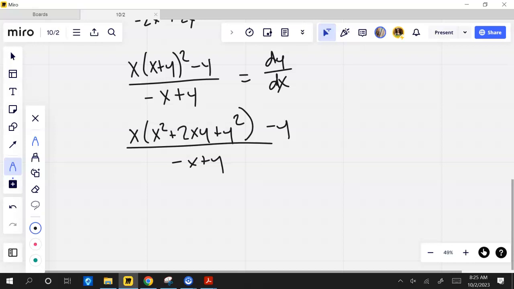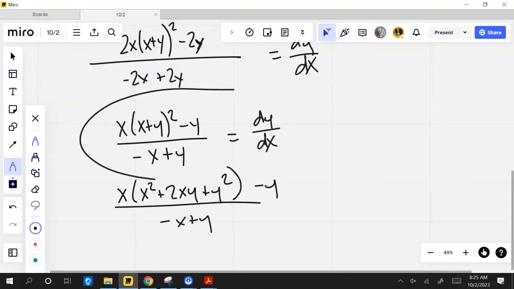I could keep going on this. I'm gonna stop though. Did it say write it with only x's? Because technically you can go back, you can solve the original equation for y and go back and plug that in.